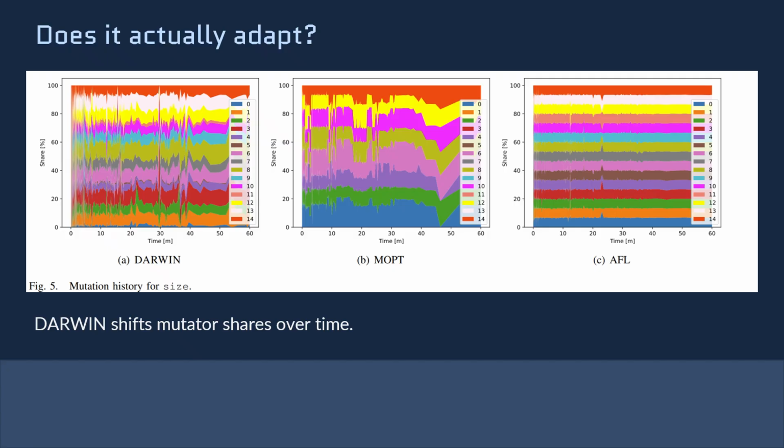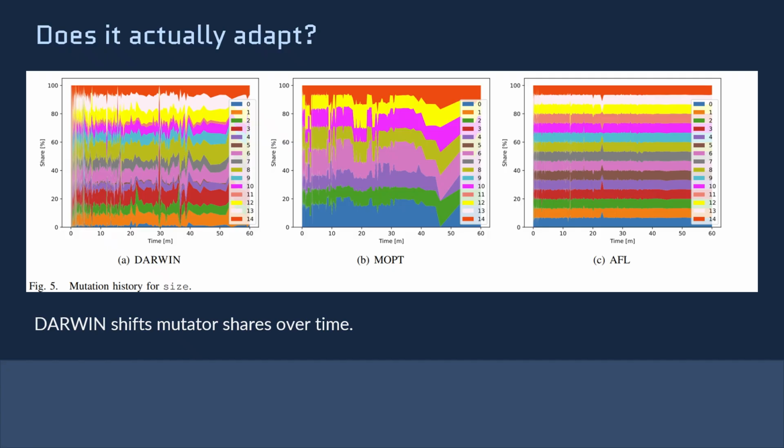And in contrast, if you look over to the AFL chart on the right, the colored strips representing the mutator shares are much more linear. They don't fluctuate that much. They're being used the same amount throughout the whole process, so it's not really adapting to what the target needs.